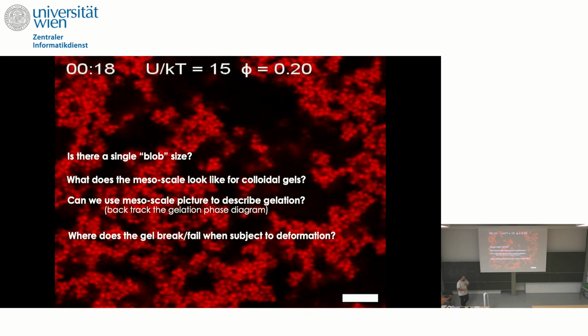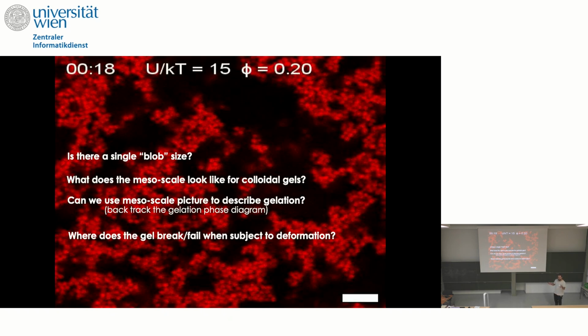One is, a lot of those old models are built on this idea that there is a dominant length scale for the clusters. Obviously, that's not what you see in these ladder models, for example. There are multiple length scales involved in describing the structure or morphology of these gels. So when you see this structure looking like this, do you see a single blob size? That's the first question. If not, what does the mesoscale structure look like? If I look at the morphology, coarse grained into clusters, what do they look like? Okay, so that's the second question.